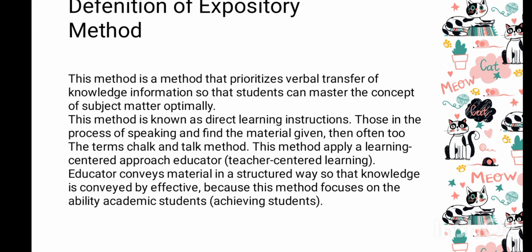This method is applied in learning as an educator approach, or teacher centered learning. The educator conveys material in a structured way so that knowledge is conveyed effectively, because this method focuses on the academic ability of students or achieving students.